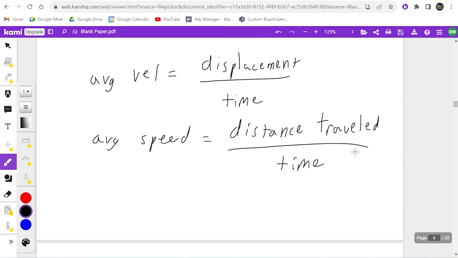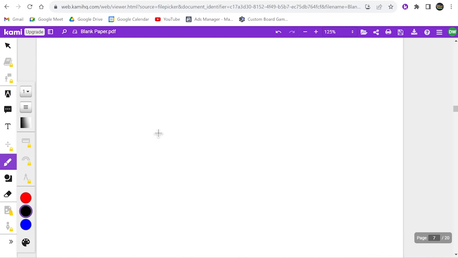Isn't displacement just like where you started? Like if you walked back and forth and you ended up in the same place you started, your displacement would be 0, but your distance traveled would be like actually the amount you walked. Yes, you're exactly right.